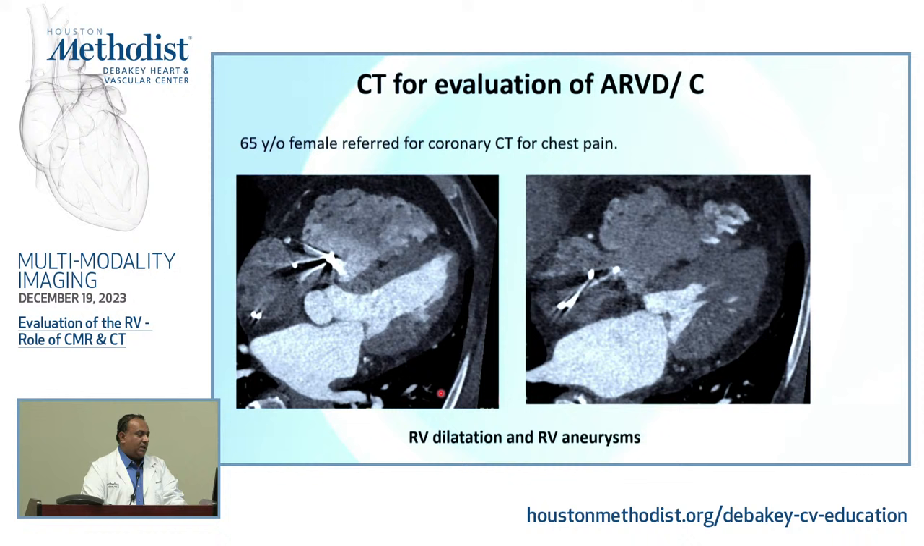This is a case that was just scanned at our hospital last month. This is a 65-year-old female who was referred for a coronary CT for chest pain. So this was not done as a retrospective study, so you can't look at the RV regional wall motion abnormalities because you don't have the CINE images. So these are diastolic images. But the patient had coronary artery disease, and it's also interesting to see that this patient also has ARVD, and these are some of the features. Look at these bulges or aneurysms of the RV free wall. The right ventricle is dilated, and towards the apex, there are possible areas of fatty infiltration.